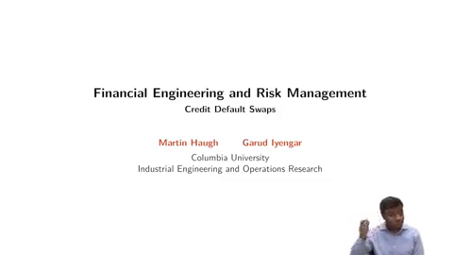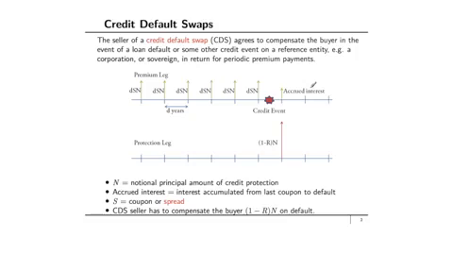The seller of a credit default swap, CDS, agrees to compensate the buyer in the event of a loan default or some other credit event on a reference entity. The reference entity could be a corporation, could be a sovereign, that's a country, in return for periodic premium payments.